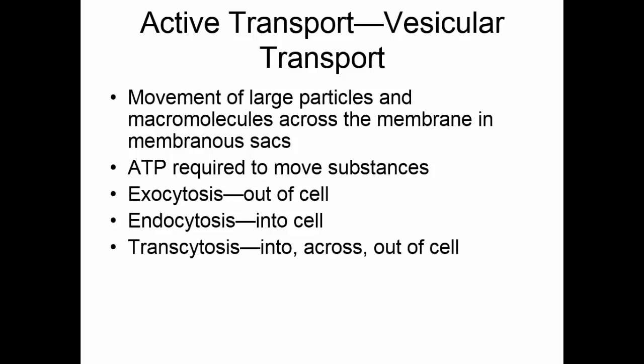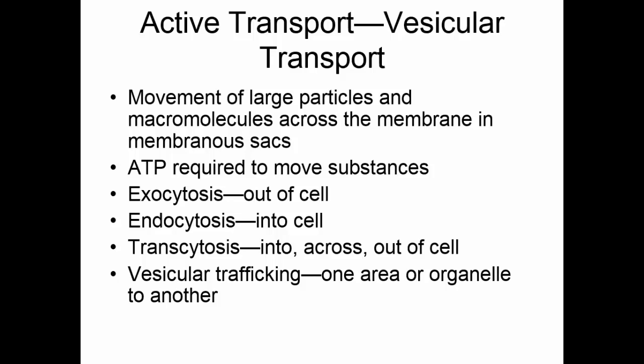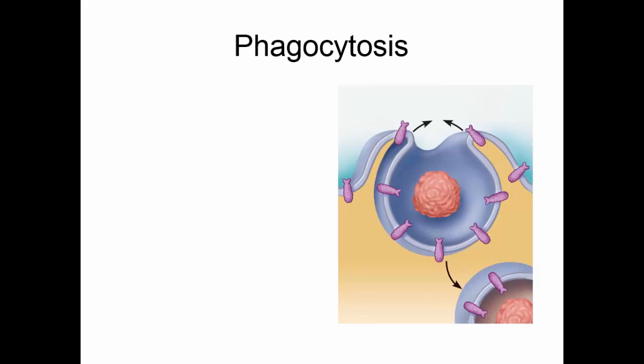Transcytosis occurs if we pick something up on one side of the cell, move it across the cell, and let it out on the other side of the cell. We see this happen in the digestive system membranes. And vesicular trafficking is when we have vesicles that are moving around in the cell. They didn't come in from outside and they're not going outside. They're simply moving material from one place in the cell to another.